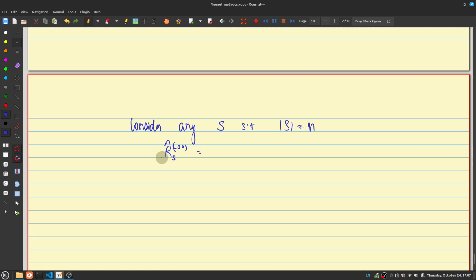Again, for this, I'm assuming that we are training a support vector machine. This is 1 by n, the summation over i equal to 1 to n of the indicator that h of xi is not equal to yi. Because I ultimately want a bound on the generalization error in terms of the number of support vectors. So I want to upper bound the leave one out error in terms of the number of support vectors. That's how I'll get an upper bound for the generalization error.